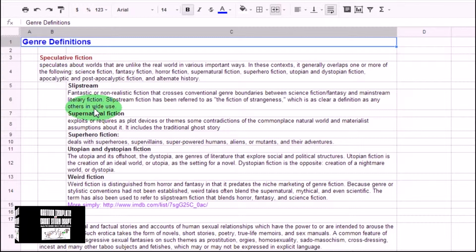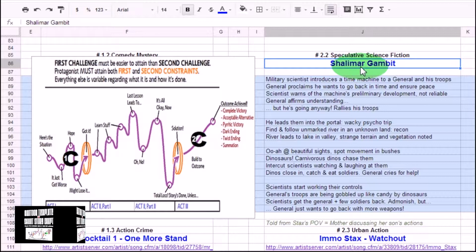The story I came up with was Shalimar Gambit, and I can explain that later if anybody cares. If you just leave a comment, I'll go ahead and answer it then. Otherwise, I'll just move on at this time.